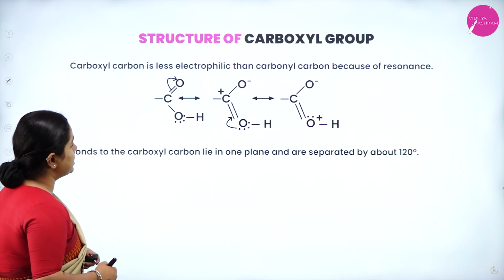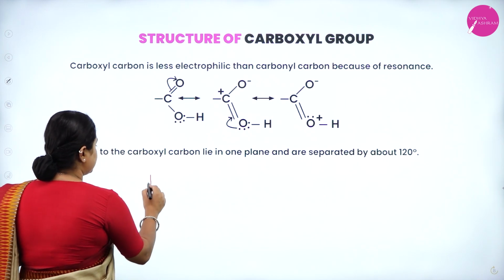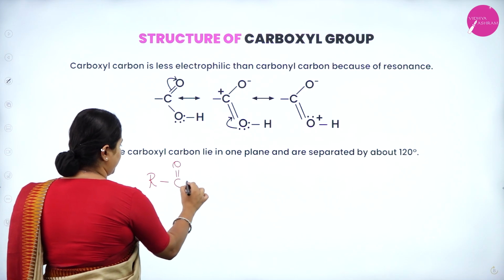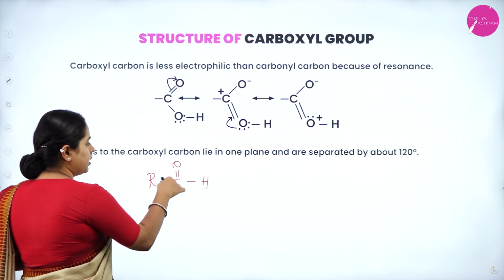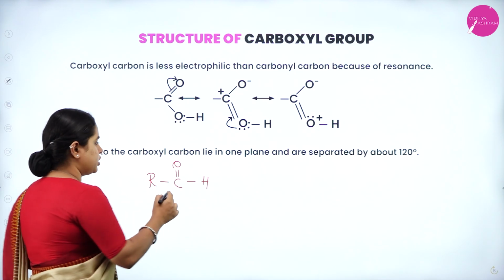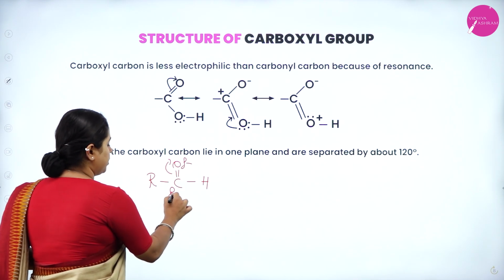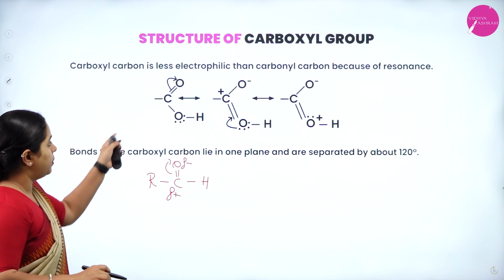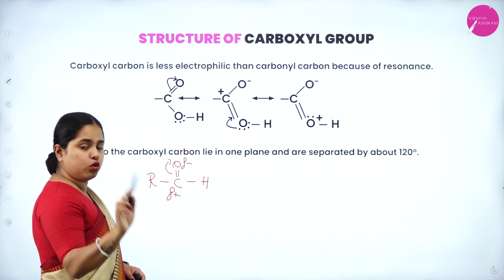Carboxyl carbon is less electrophilic than carbonyl carbon because of resonance. So carbonyl carbon, it is just this one, right? For example, I have taken an aldehyde. Here, because of the more electronegative nature of oxygen, this will be a polar bond where oxygen will have a partial negative charge, and carbon will have a partial positive charge. But in this case, you have another group also, a hydroxyl group is also present.